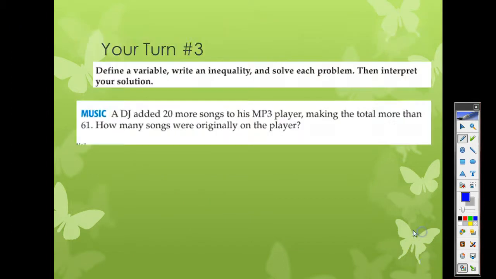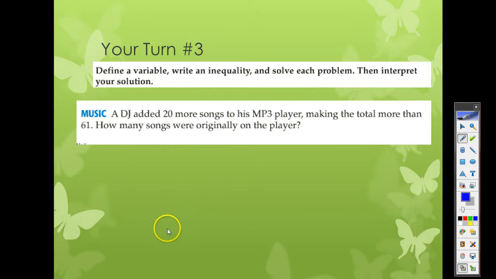Alright. Next is problem number 3. Make sure you are looking at the directions: define a variable, that means just give it a letter, like how we did J for jeans, write an inequality, solve each problem, then interpret your solution, just like we did in the previous example. If you need to go back, rewind the video and watch the video again if you need to. Okay, a DJ added 20 more songs to his MP3 player, making the total more than 61. How many songs were originally on the player?